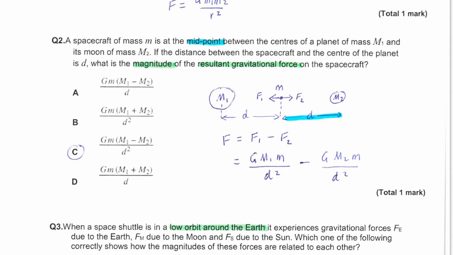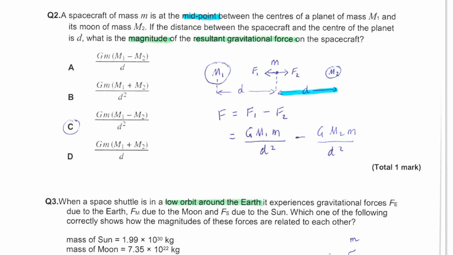The next question is using this equation, and here you find a diagram is quite helpful to summarise the information given. So we have a spacecraft at the midpoint between a planet of mass m1 and another planet of mass m2. We are given this distance as d, and it follows that the other distance shown must be the same.